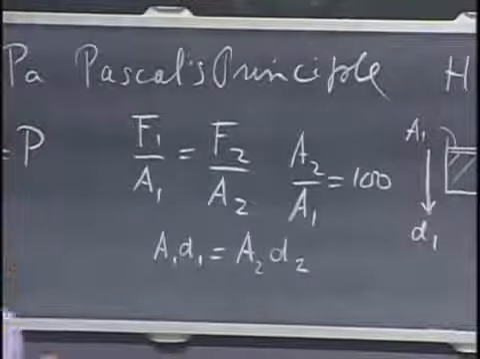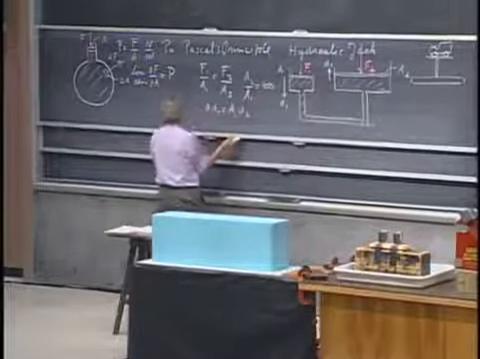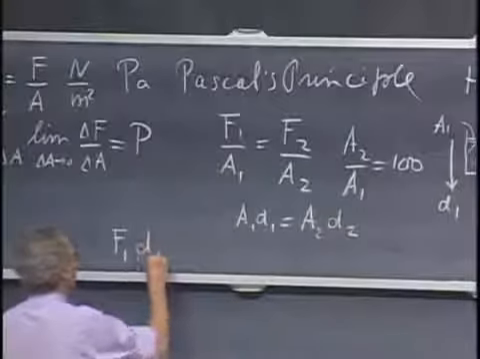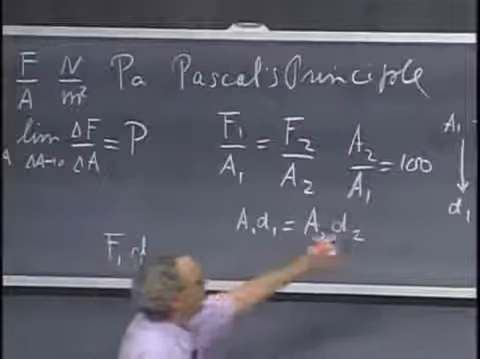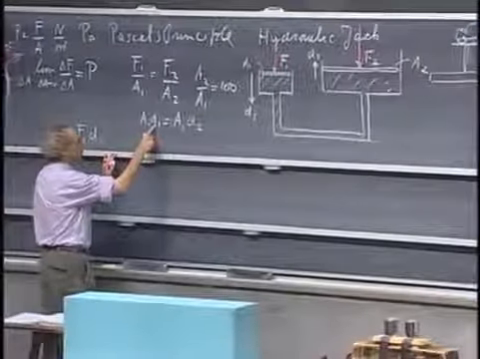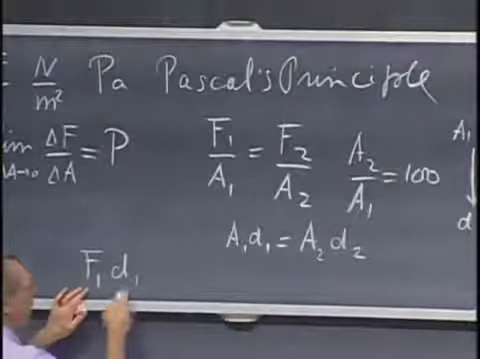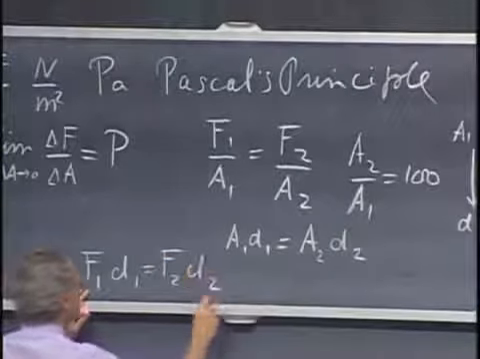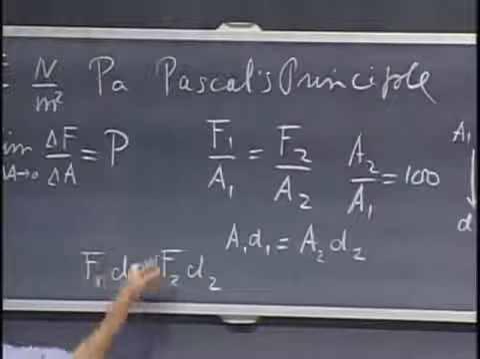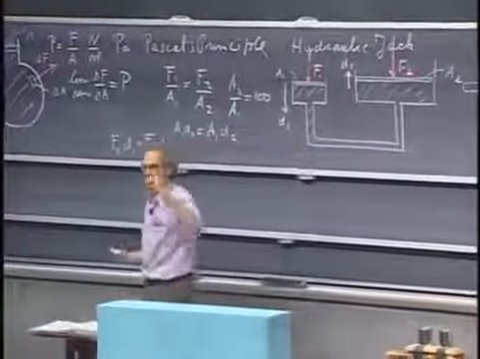Now, if the force here is 100 times less than the force there, the work that I am doing on the left side is F1 times D1. If the force here is 100 times less than that, the distance that I move is 100 times larger than D2, because A2 over A1 is 100. And so F1 D1 will be the same as F2 D2. 100 times lower force, but over 100 times larger distance. And so the product is the same. So the work that I do when I push this down, I get back in terms of gravitational potential energy by lifting the car.